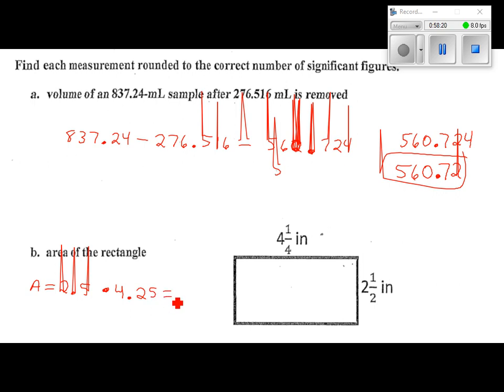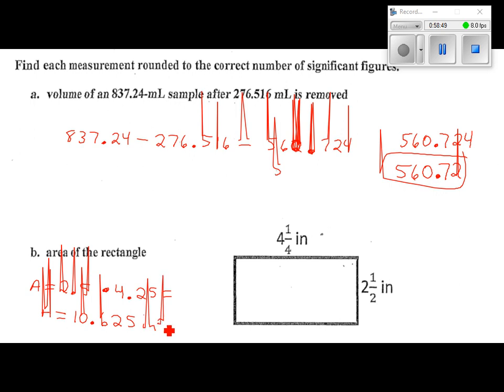Somebody multiply that for us. Help us out. 2.5 times 4.25. 10.625. And our units are going to be inches squared.